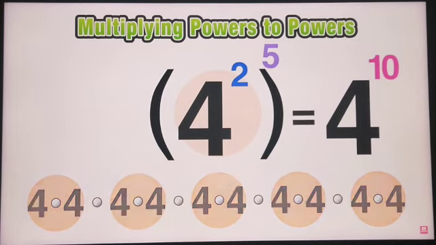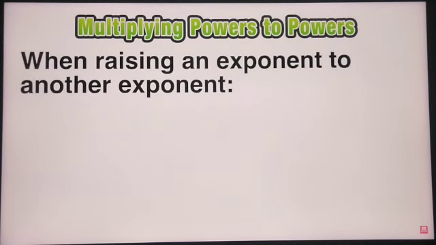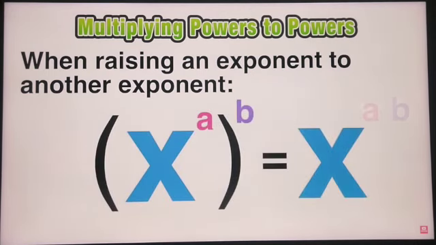Cool. The question now is, how do we use the exponents of 2 and 5 and end with a result of 10 in the simplified answer? Hopefully you saw that multiplying 2 times 5 does result in 10. And this relationship actually is going to be another law of exponents that applies whenever you raise one power to another power. So this law states that whenever raising an exponent to another exponent, in this case x to the a raised to the power of b, it's going to equal x to the a times b, the product of the two exponents.